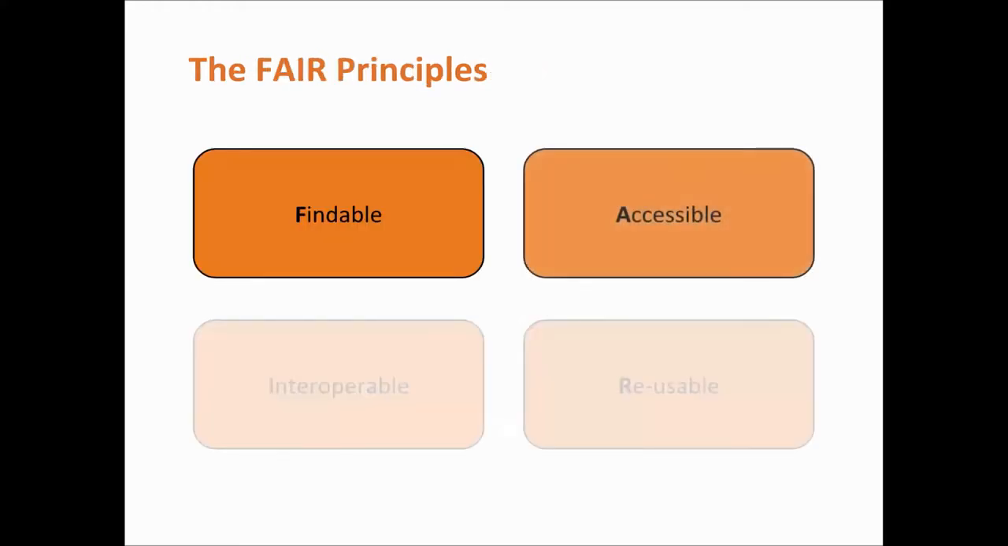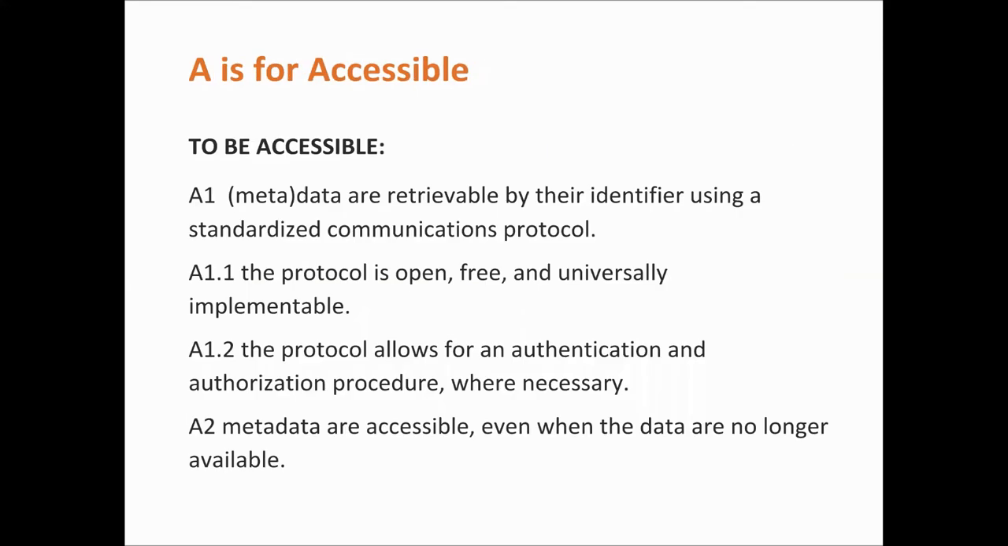So moving on to Accessible. To be accessible, A1, data and metadata are retrievable by their identifier using a standardized communications protocol. So both the data and the metadata should be accessible. Now, using the identifier, for example, a DOI, a handle, a persistent URL, and we'll come to all of these later, you should be able to get to the data, and not only as a human, but also as a machine. And examples of such protocols are HTTP or FTP.